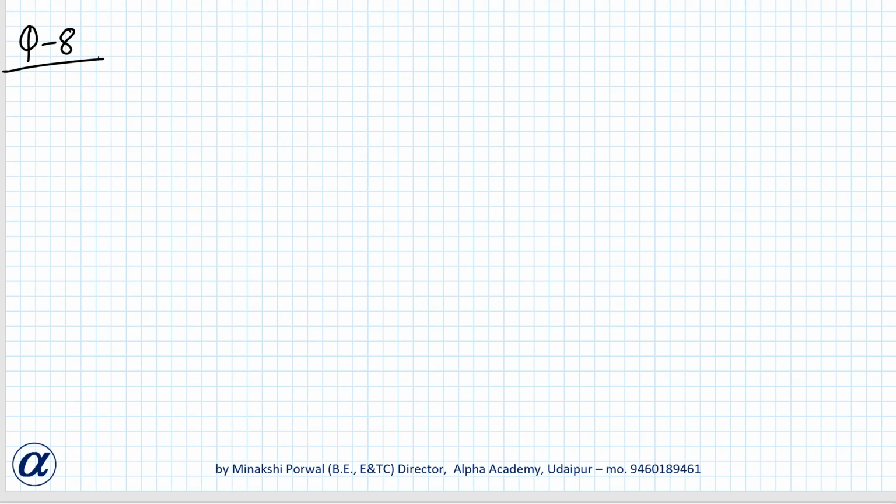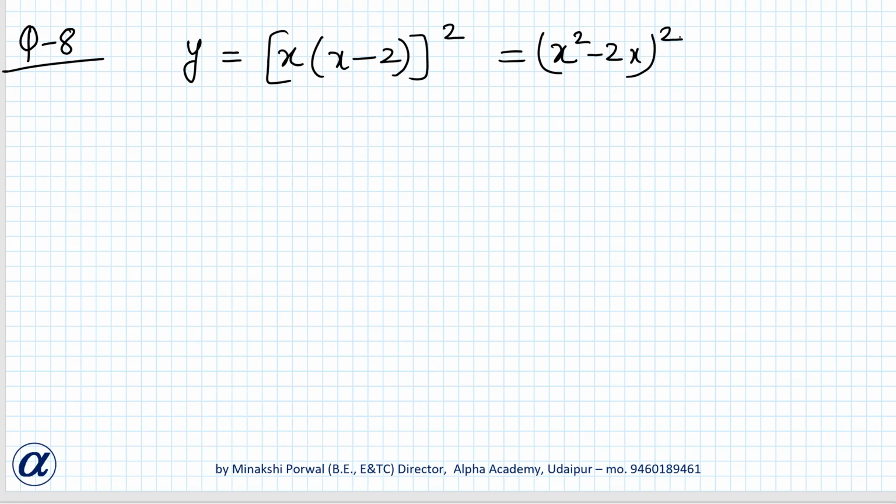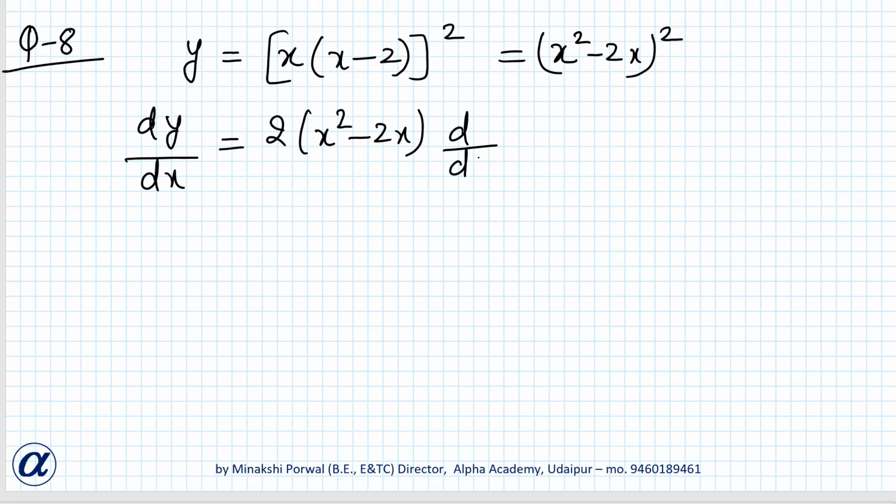Find the values of x for which y equals x into x minus 2 the whole square is increasing. So this is equal to x square or x square minus 2x the whole square. First of all, we'll find dy by dx. So 2 into x square minus 2x into d by dx of x square minus 2x.